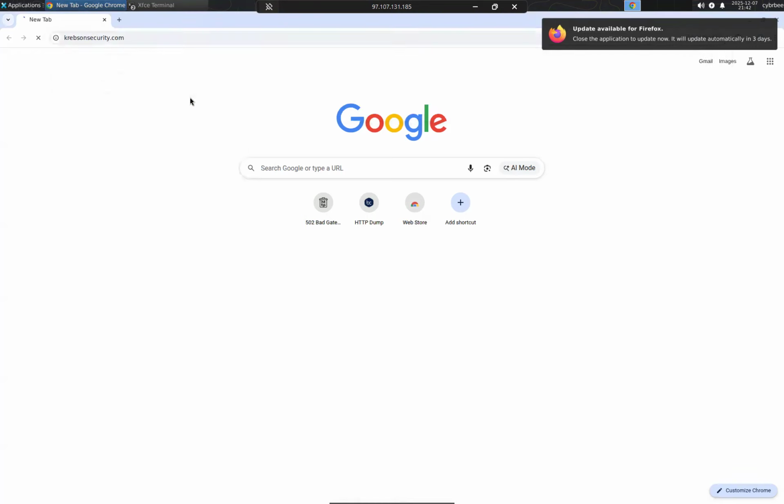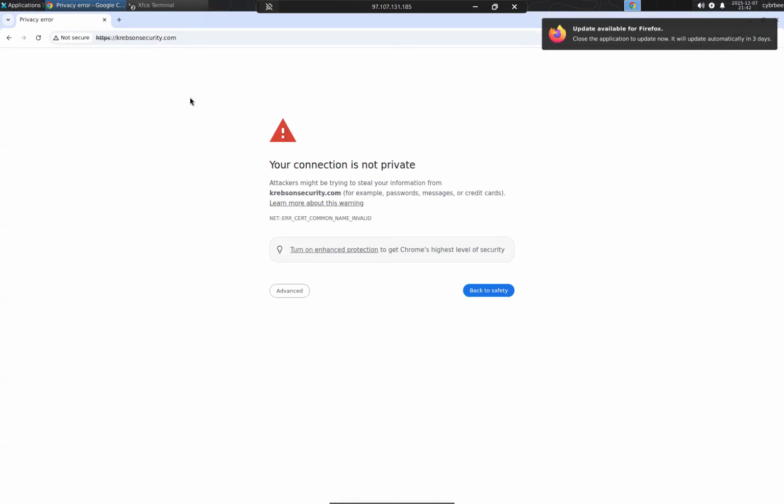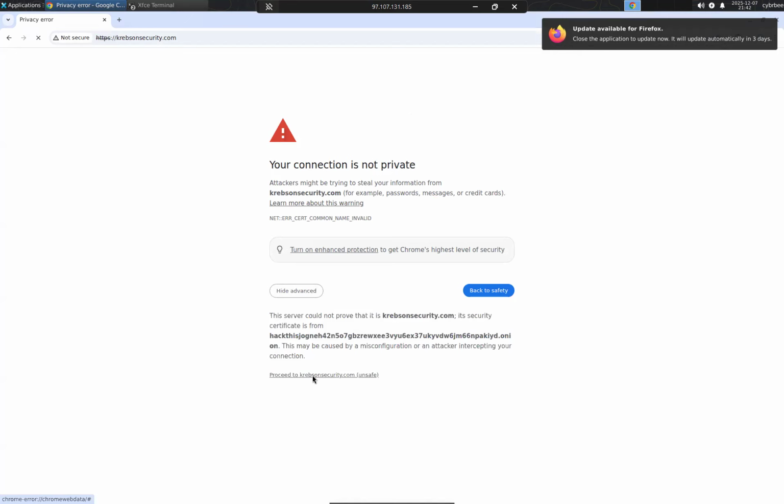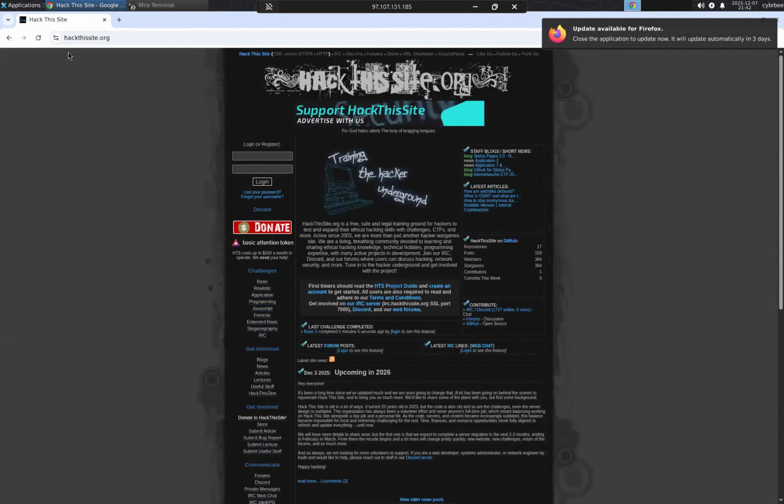So we write down this website. You see, this website is going to a different place. You see, this is hack this site org. So when I'm trying to go to kerupsonsecurity.com, they changed this. This is the website. So this is called DNS hijacking. So we are just showing how to hijack this DNS.